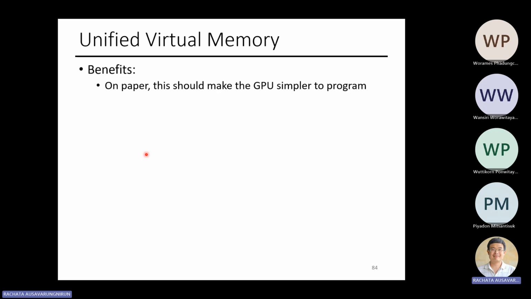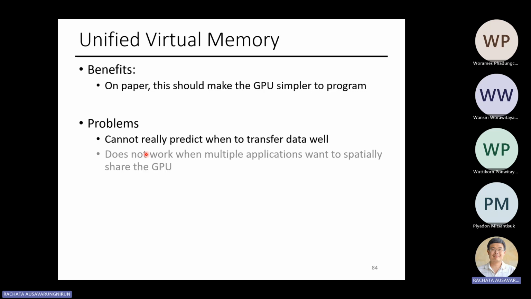The benefit is, on paper, this makes the GPU much simpler. It's easier to program. But here's the problem. It's now managed by the hardware. Someone needs to tell when to do the data copy. Someone has to magically say, copy the data right now. Here's what you do. Kick things out. Evict, copy, evict, prefetch. Everything here has to be somehow managed.